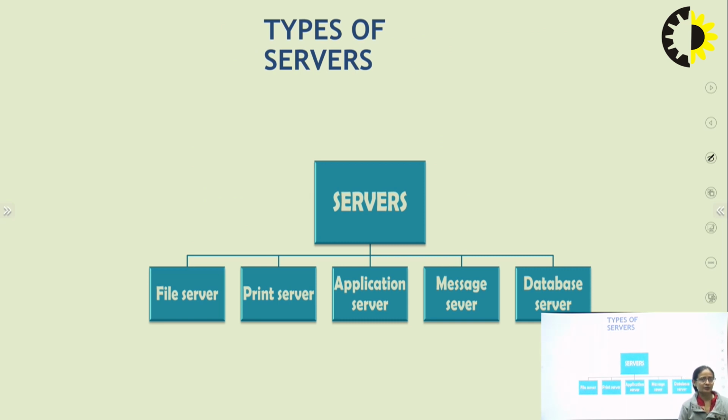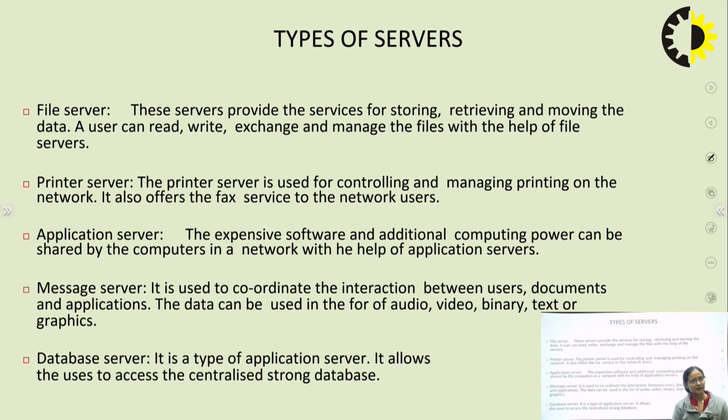We have various kinds of servers based on the type of things they are going to store or the service they are going to provide. We have various categories, for instance, file server, print server, application server, message server, database server. These are just a few names. File servers are basically responsible for storing, retrieving and moving the data. A user can read, write, exchange and manage files with the help of a file server. Print server is basically for controlling and managing the printing services on the network. Sometimes fax services are also collaborated over there.